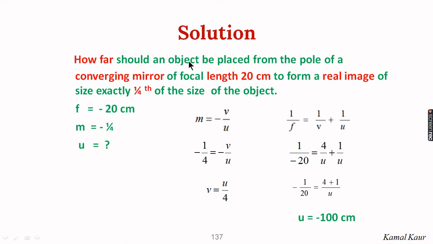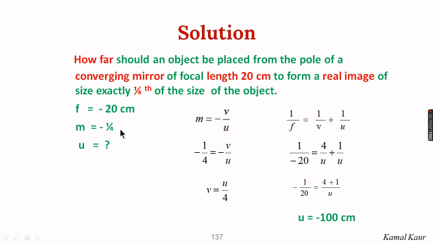How far should an object be placed means we need to find u. From the pole of a converging mirror, which is a concave mirror, of focal length 20 cm. So f will be minus 20. Forms a real image of size 1/4 of the size of the object. So 1/4 is the magnification, and because it is a real image, it will be negative.